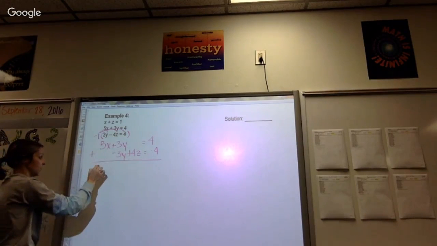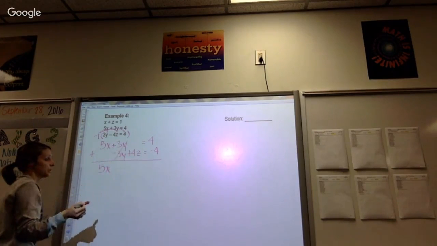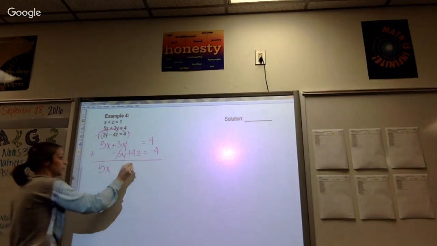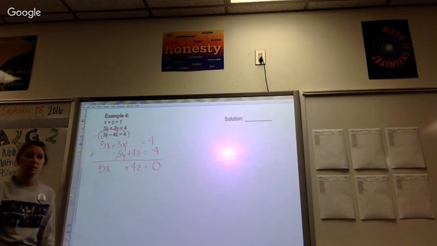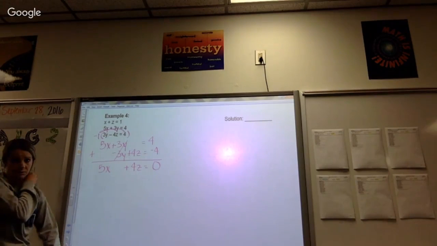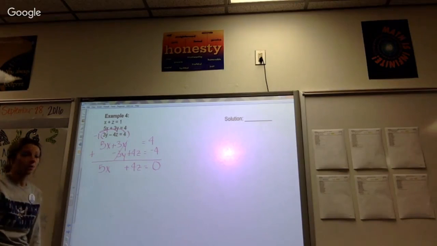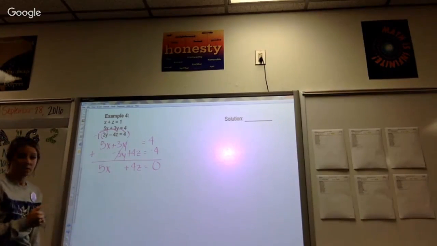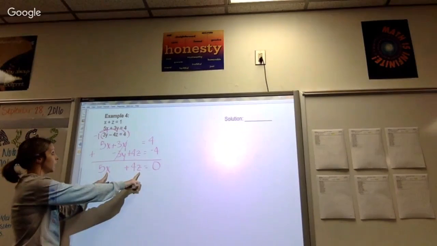So now I'm going to combine these two equations. Notice I don't have another x term, so I'm just bringing down 5x. 3y minus 3y cancels out to 0, plus 4z equals 0. So now notice that we have an x and a z in our equation. That doesn't help us solve for one of those. So what we're going to have to do is look back at our original three equations and see if there's any other equation that has just an x and a z.